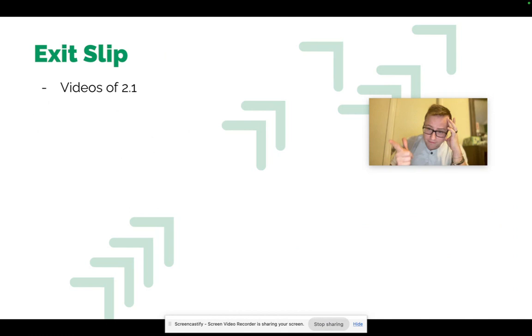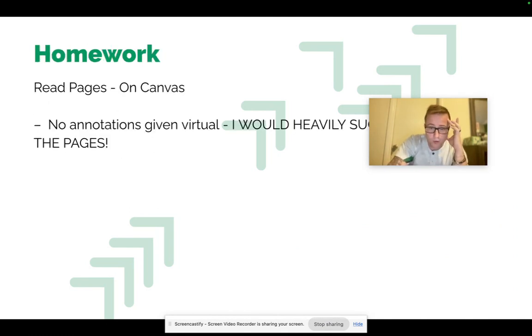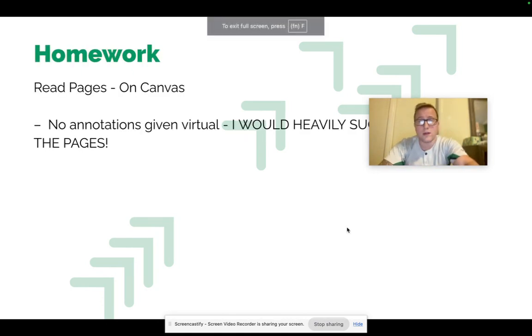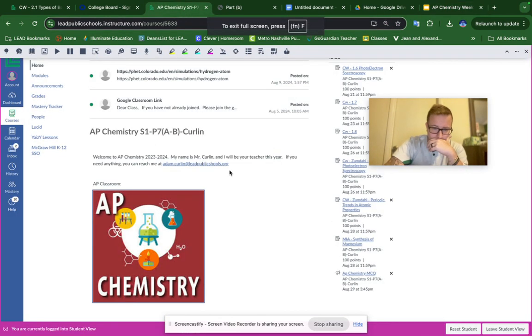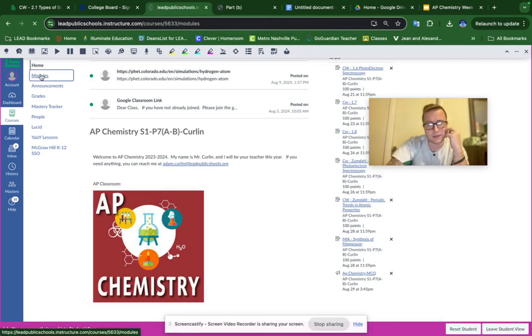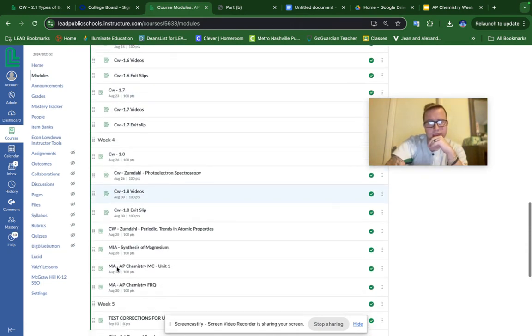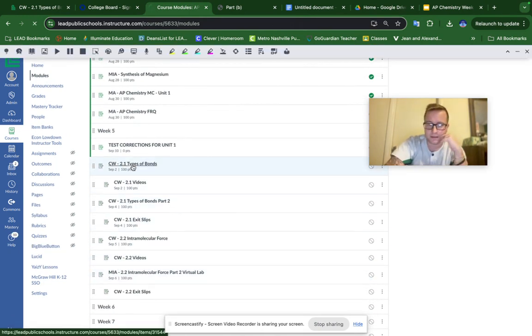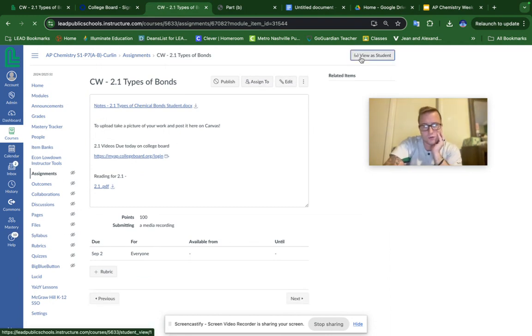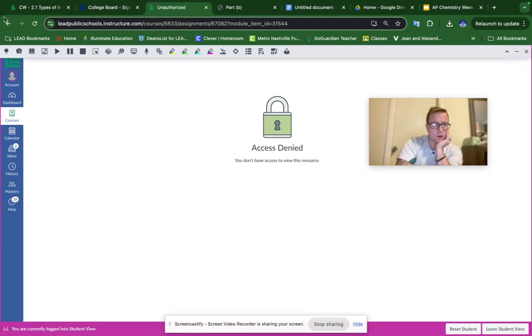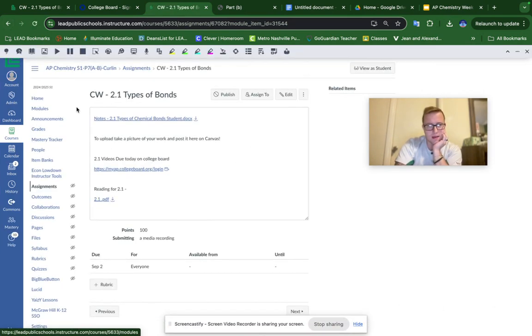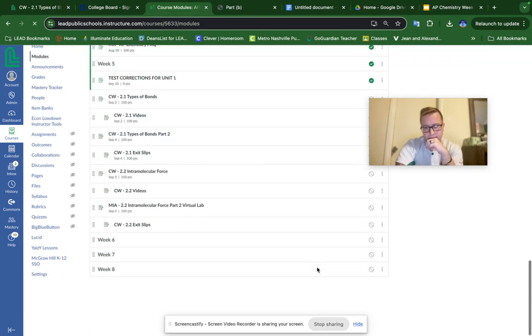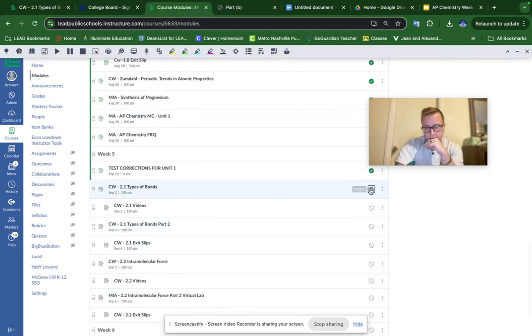Now, your exit slip is of videos on 2.1. Homework, please read the pages. No annotations are required again since we're virtual. I would heavily suggest it. When you're finished with your notes, you're going to go and do what we did earlier. Go turn to week 5 types of bonds. Let me click this now. Oh, whoops. I forgot to make this public. Might as well open it.